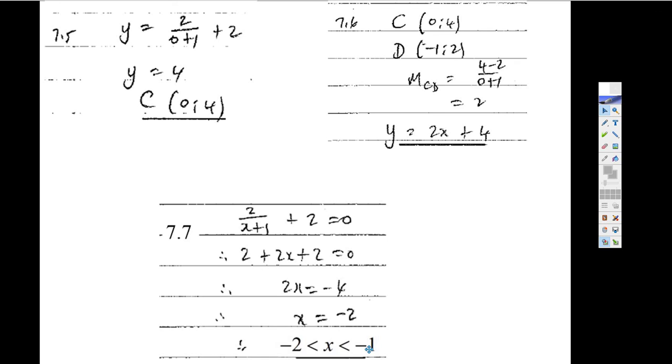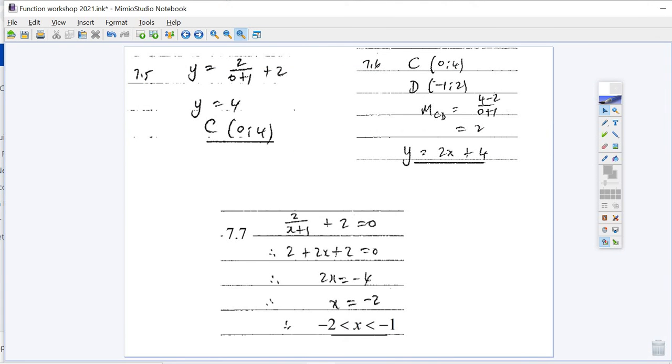X is less than negative 1, but it's greater than negative 2. See, when it's open like that, that means it's greater than negative 2. When it's closed, it means x is less than negative 1. And that there is your solution. And there you go.